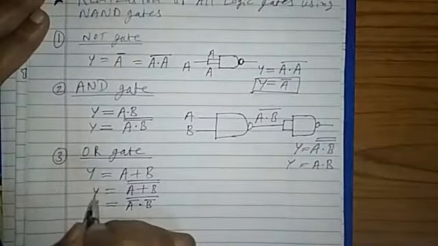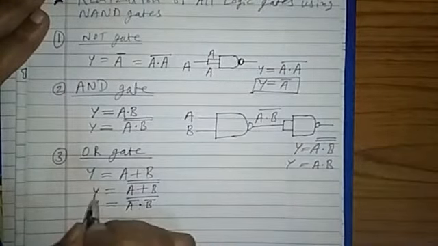This is nothing but A bar dot B bar, complemented two times, and this is nothing but Y equal to (A plus B) whole bar. Y equal to A plus B whole bar I will get. Did you get this NOR gate implementation?